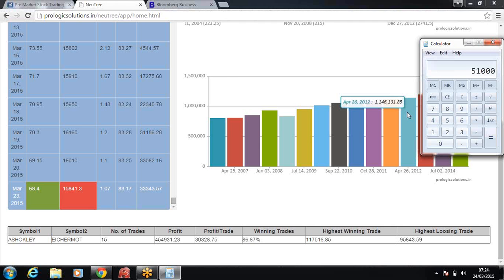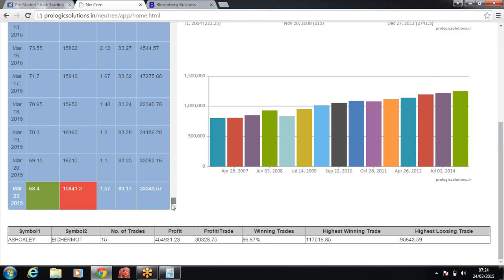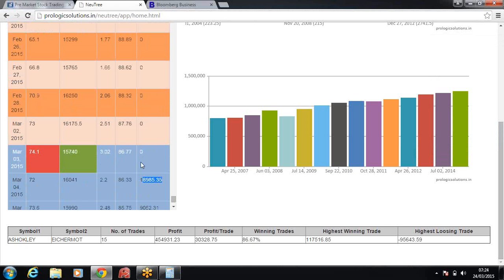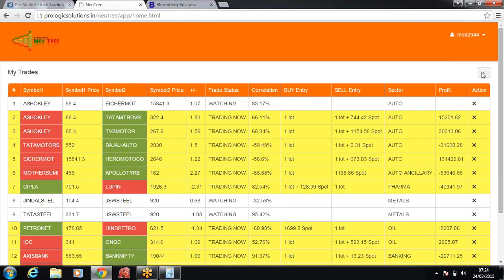So that's roughly around 1,000 rupees is your profit in a time span of around 13 days. So in 13 days you have made around 50,000 rupees. Now what is my investment? How do you enter into a trade? How do you buy and sell?